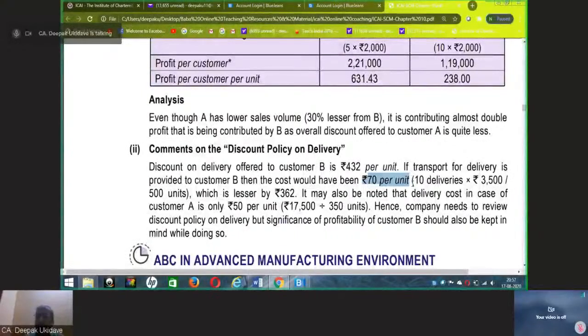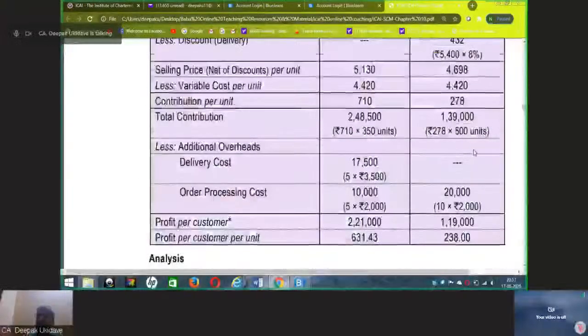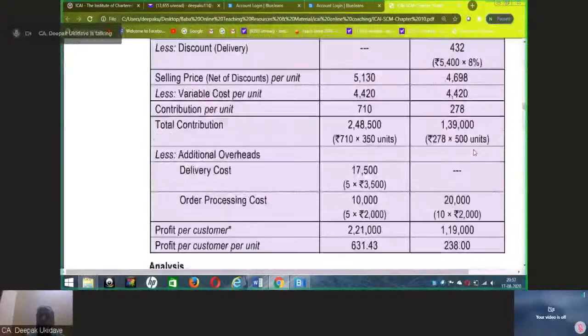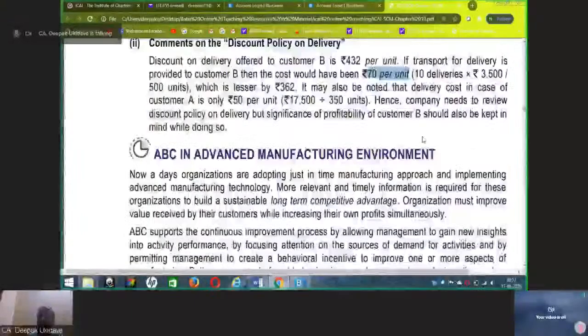So if you look at the cost figures again, look at this. 278 is the contribution and usme 432 is the delivery cost. So discount on quantity is 270, 432 is the discount on delivery. So you can say that it may also be noted that delivery cost in case of customer A is only 50 rupees per unit. Hence company needs to review the discount policy on delivery, but significance of profitability of customer B should also be kept in mind while doing so.